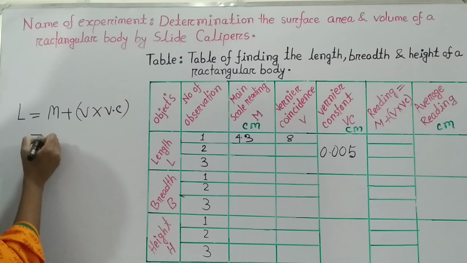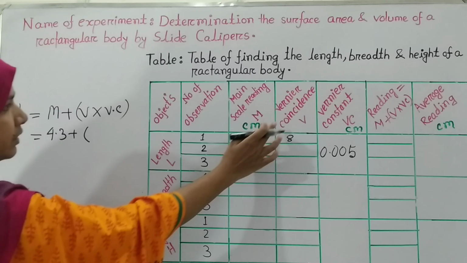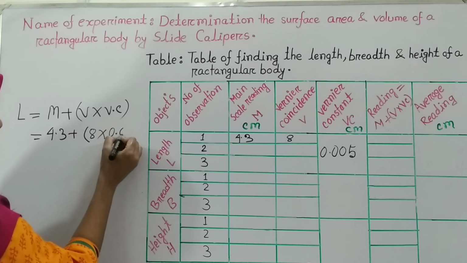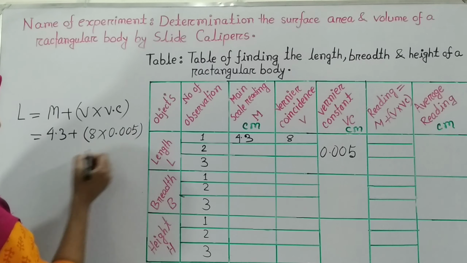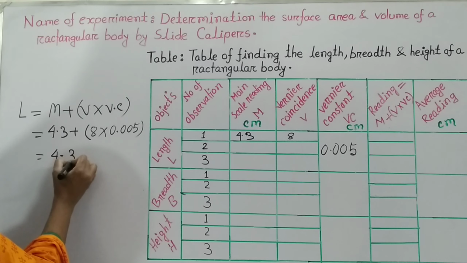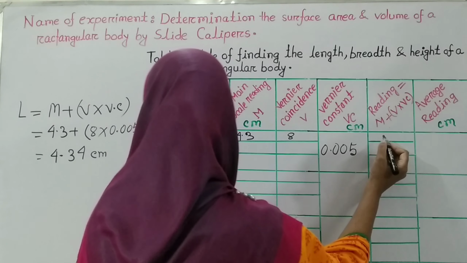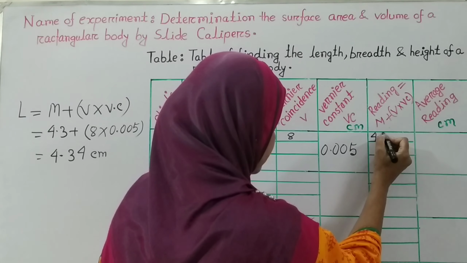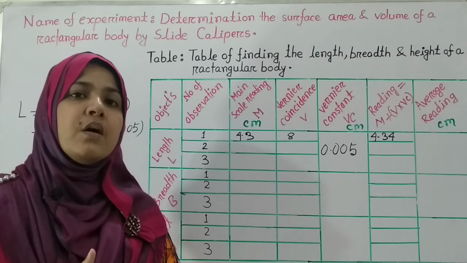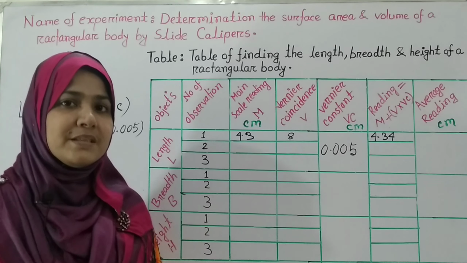Here you can see that the main scale reading is 4.3, vernier coincidence is 8 and vernier constant is 0.005, and after calculating it we will get the value of length as 4.34 centimeter. So our first reading is 4.34 centimeter. Now I am going to follow the same procedure twice for the accuracy of the measurement.